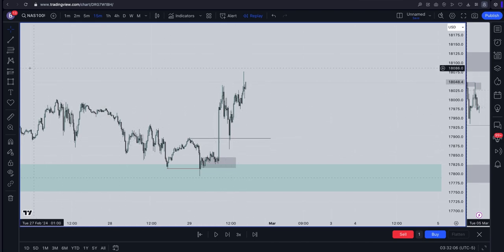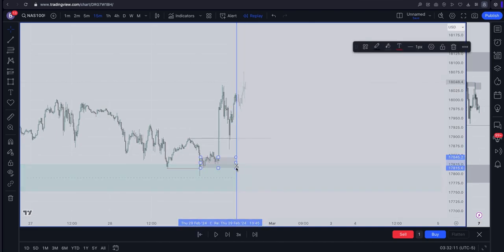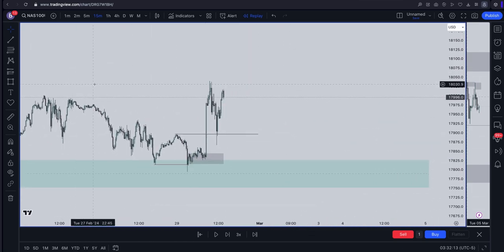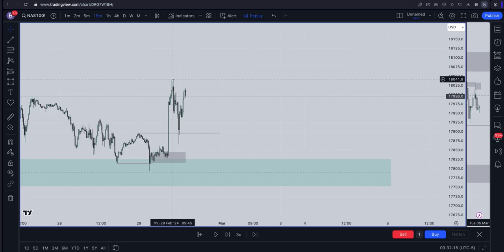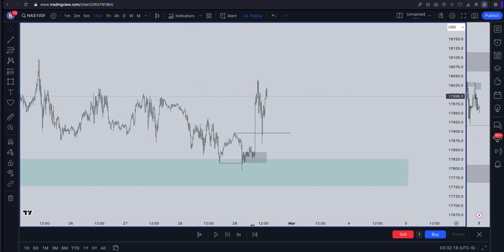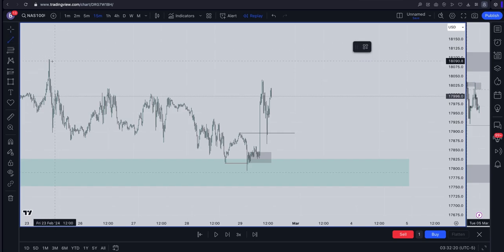There were actually 2 entries here. Let me show you, and after that, we're done. Okay, so there was another entry here, since you know that price is still going to come take out this liquidity here and this one too, right?